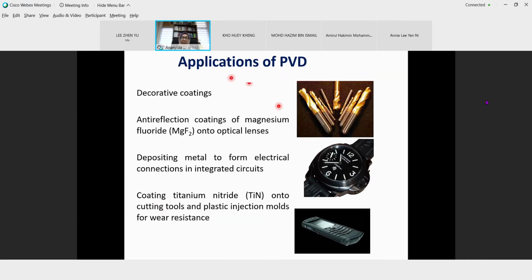So these are some applications of PVD. Here is a cutting tool. It is coated with titanium nitride, which is very hard, and can withstand the wear and tear of the cutting tool. You can also deposit to form electrical connections on an integrated circuit. And this is another example: they are coating magnesium fluoride on the optic lens. So this is for glasses.